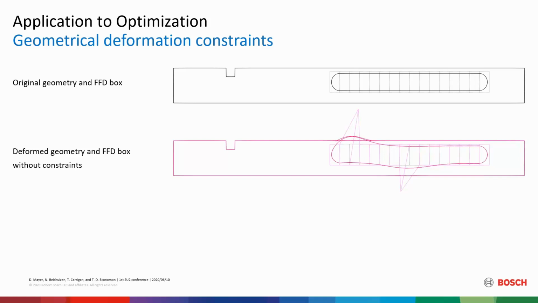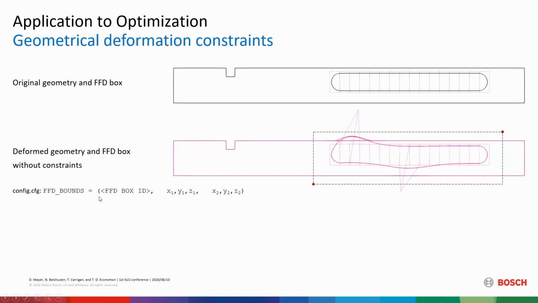So we implemented a slightly easier bound for this deformation by introducing a bounding box for the deformation box. You can control this with the FFD bounds flag here. Then you just specify the name of your FFD box that you want to bound, and then you specify 2 points which span the diagonal of that box. So in 2D, you just have those 2 red dots here that specify the bounds.